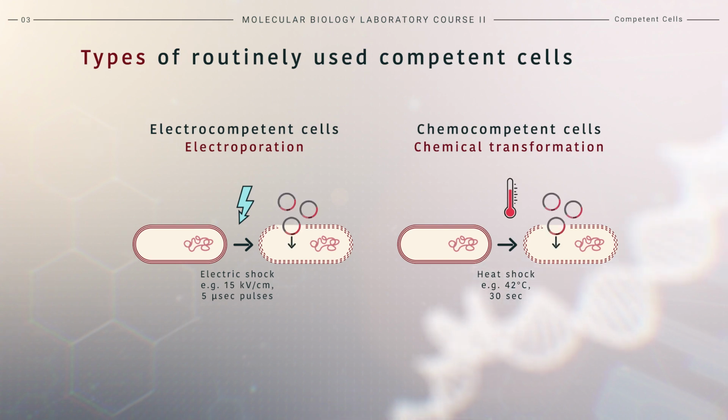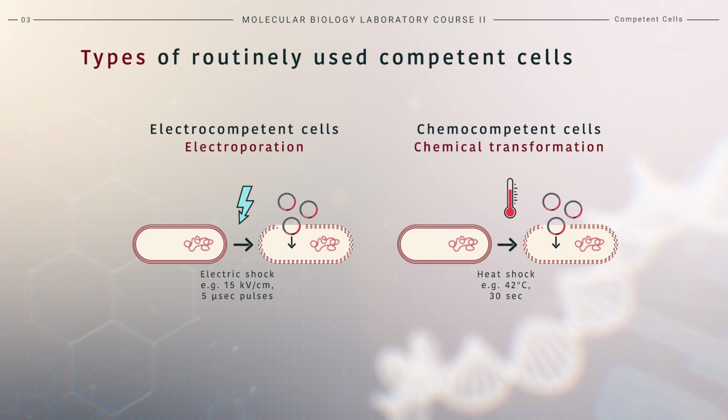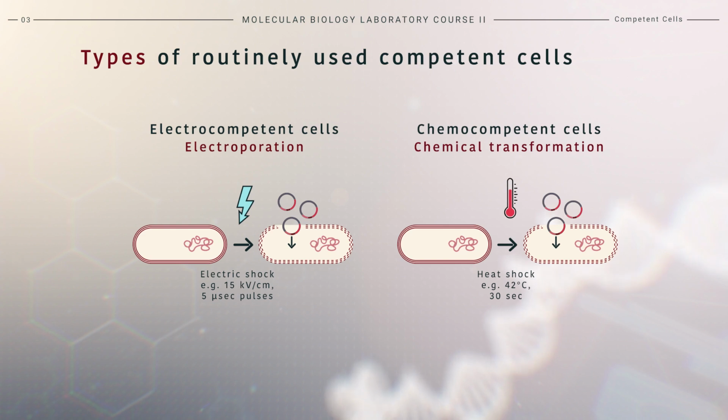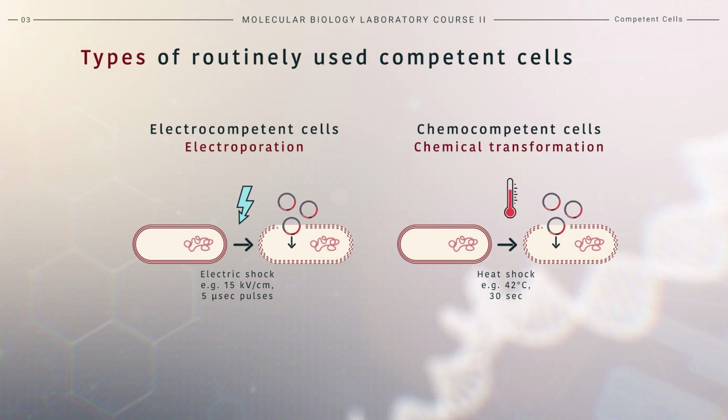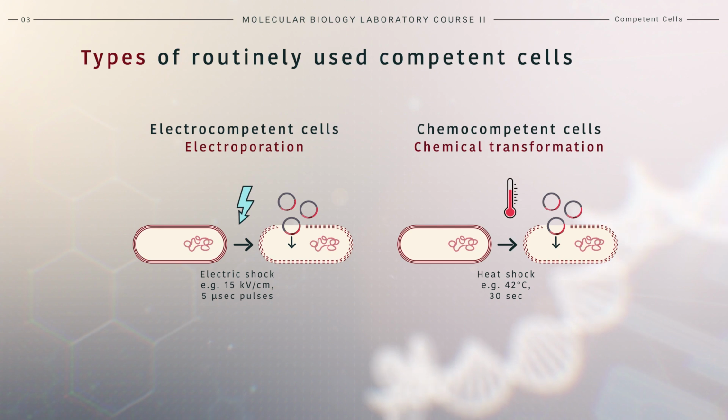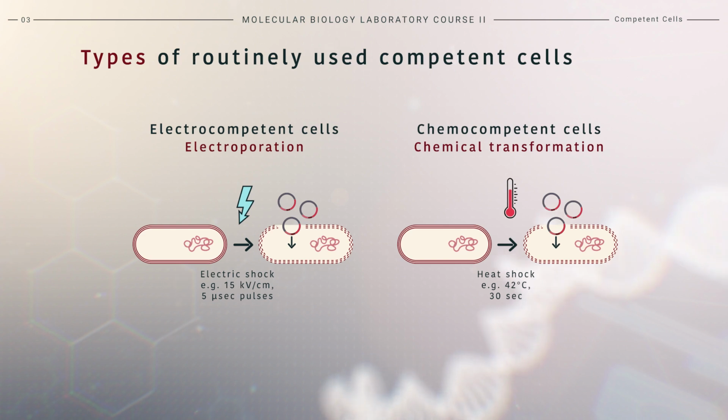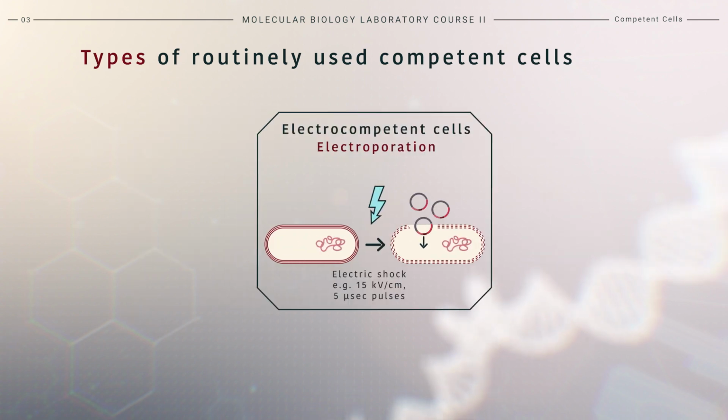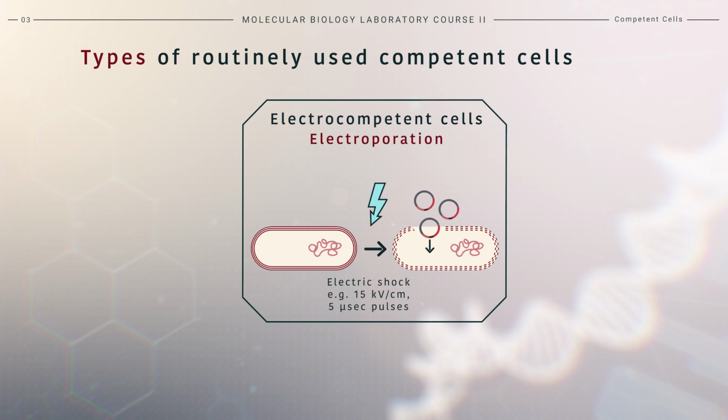The choice between the two methods is determined by several factors. These include the transformation efficiency that is needed for the experiment, the size and quantity of the DNA to be transformed, and the available equipment. Chemical transformation can be performed in a simple lab setup, yielding transformation efficiencies sufficient for routine cloning. Electroporation tends to be more efficient. That is why it is the preferred option for applications such as library creation. During this course, we will focus on the preparation and evaluation of electrocompetent cells.